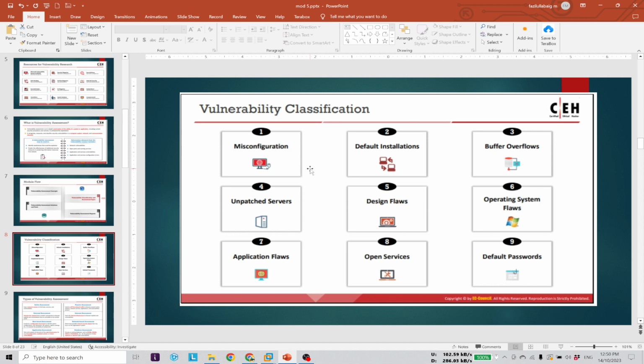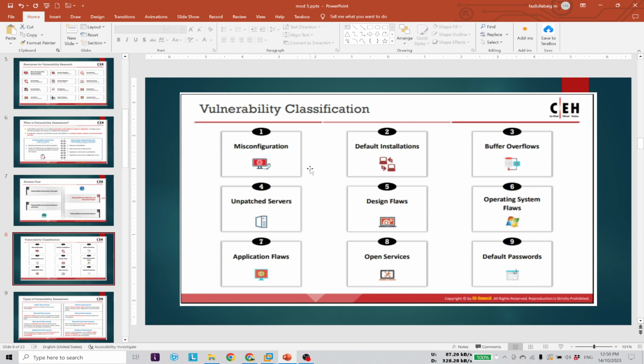So what are unpatched servers? We can understand here what unpatched means. Patched means some vulnerabilities came and we have fixed them. Unpatched means some vulnerabilities came but we have not fixed them. That is unpatched servers. Where can these vulnerabilities happen? When a company has bought servers from a vendor and has not patched all the vulnerabilities which came, those are unpatched servers. This is also a vulnerability classification.